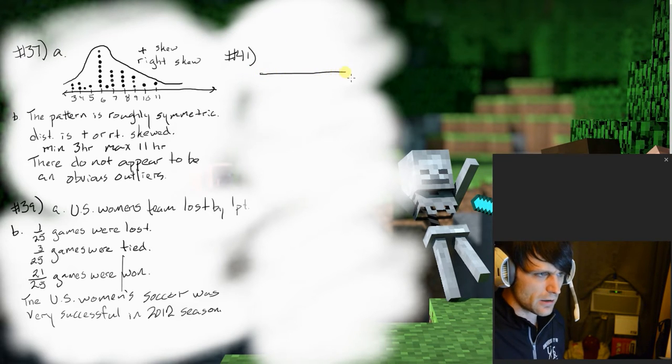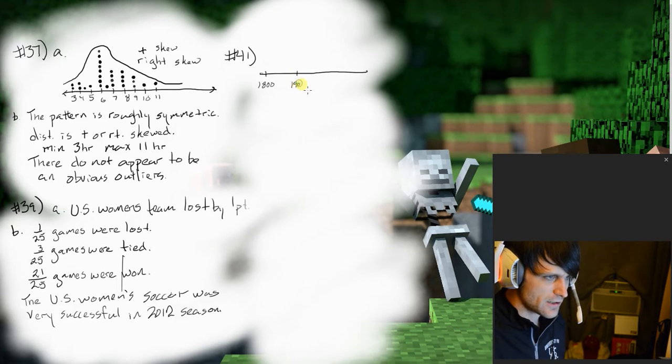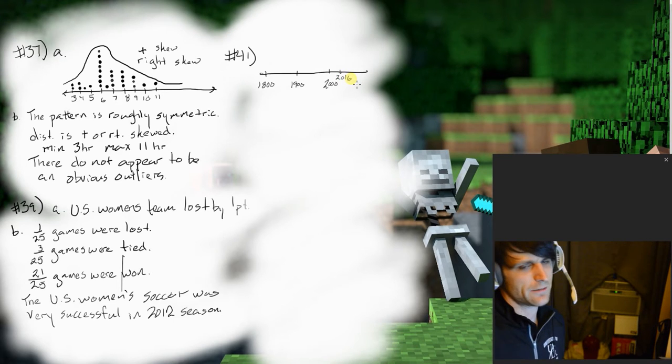I'm just going to make sort of a hypothetical plot here. And let's say we start in the year 1800. And we make it to the year 1900. And then we make it to the year 2000. And then here we are at, say, 2016. Well, let's say we have 20 coins. Where are most of those dots going to be?